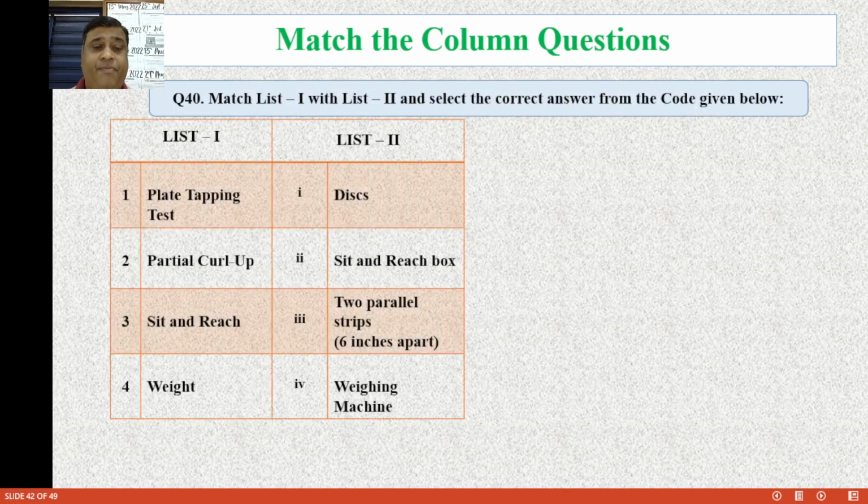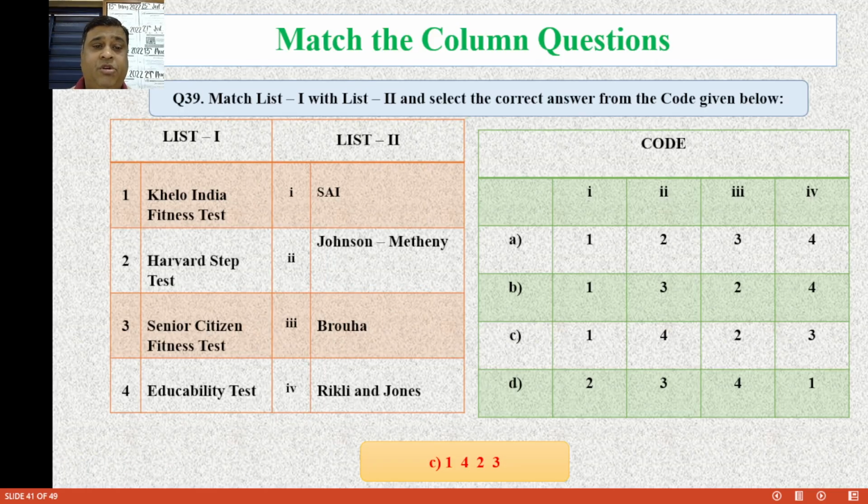I will repeat question number 39. Khelo India fitness test, Harvard step test, senior citizen test, and educability test. Khelo India test was developed by SAI, the Harvard step test by Proha and others, the senior citizen test by Rikli and Jones, and the educability test by Johnson-Metheny. Now the correct option is C, 1, 4, 2, 3.